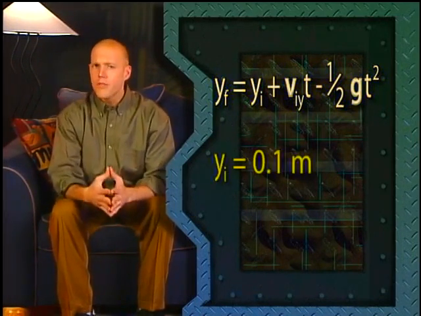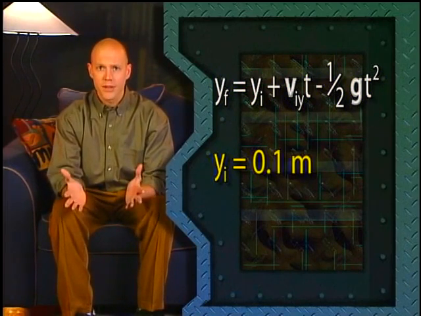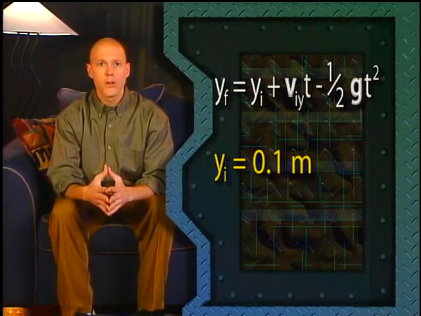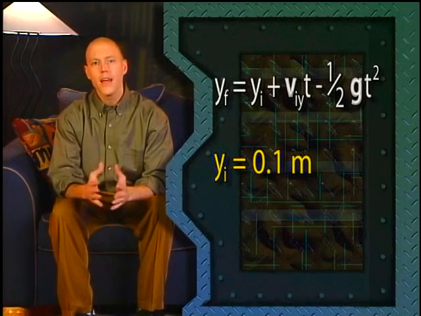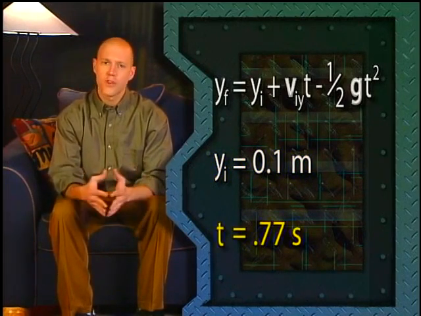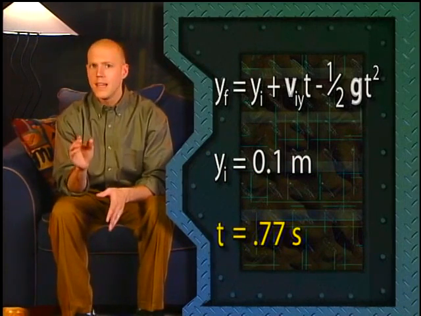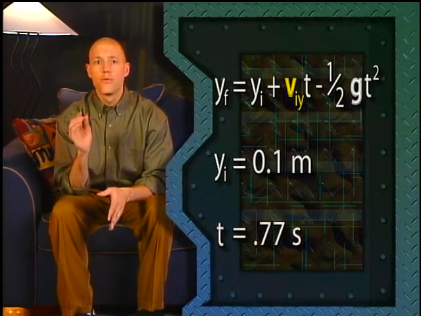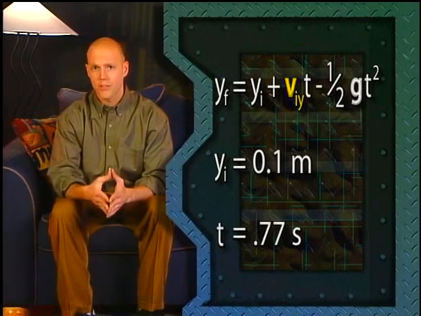So far, we've gotten y sub i, which we were given. The ball is 1/10 of a meter above the ground when it's hit. And we've got time, 0.77 seconds, which we've just figured out. Now, we need v sub iy, the vertical component of the initial velocity.